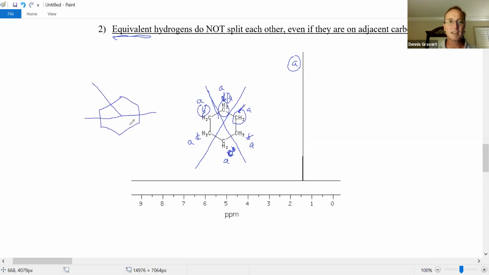You can cut it into three different symmetry planes where everybody's equivalent to everybody else. There are no neighbors, they're all equivalent. You only get one peak. Equivalent hydrogens, even if they're on adjacent carbons, if they're equivalent, they don't split each other.